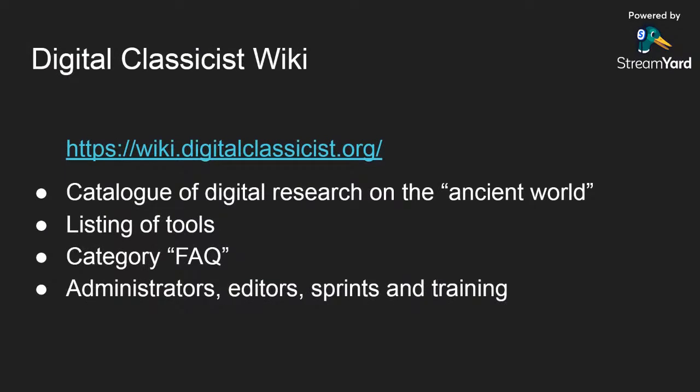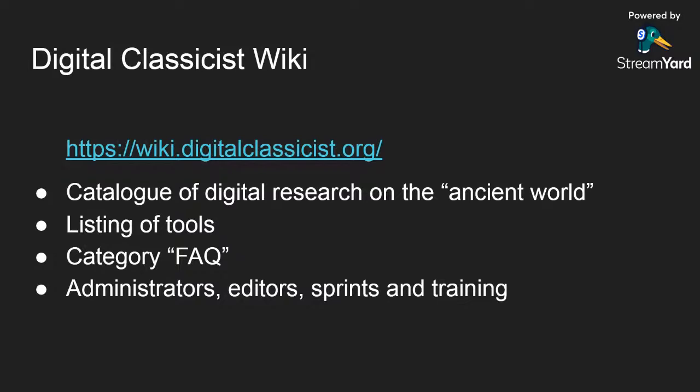So the wiki started out as a catalogue, in some ways, of digital research relating to the ancient world. And as Monica said, when we say ancient world, we don't only mean ancient classical Greece and Rome or the ancient Mediterranean, but there are also adjacent disciplines, including Byzantine studies, but also including, for example, Egyptology, including other ancient cultures in the world, whether or not they had direct contact with the Greek and Roman worlds.